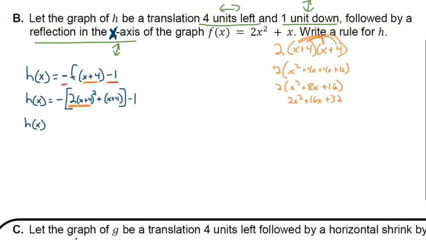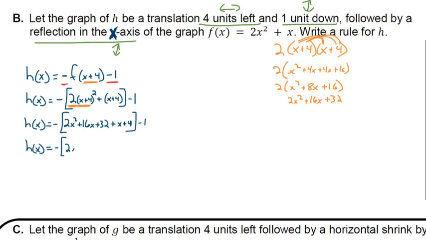So h of x equals negative bracket. We've got 2x squared plus 16x plus 32. And there's nothing to distribute out here, so I'm just going to go ahead and drop the parentheses at this point. So there's nothing to distribute, we don't need the parentheses. Minus 1. Now you have a choice. You can go ahead and distribute the negative, this negative out front, or you can combine your terms first. So I'm going to combine my terms first. I know it's just a negative, but it doesn't matter which way you go. This just feels easier to me.